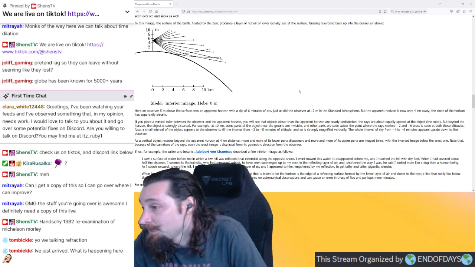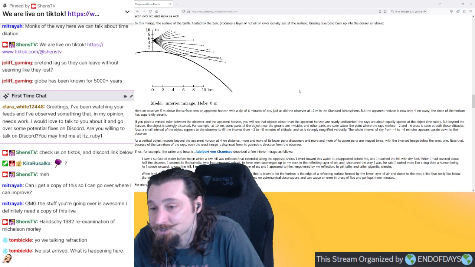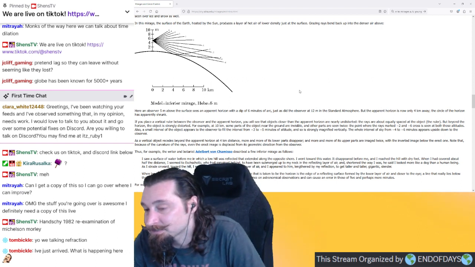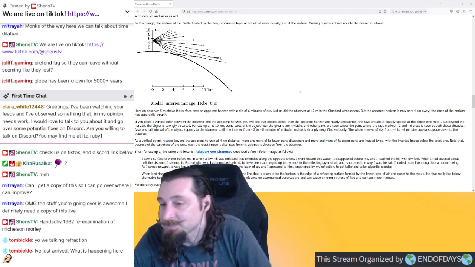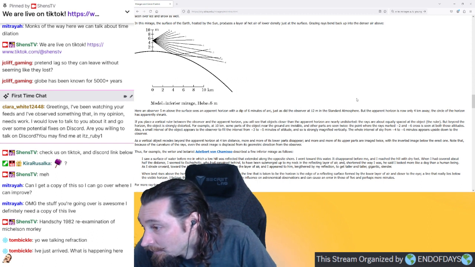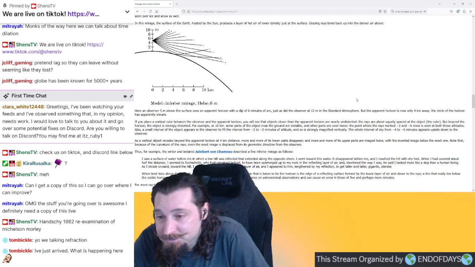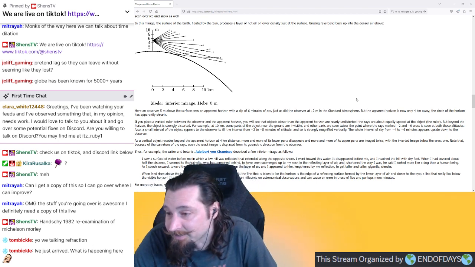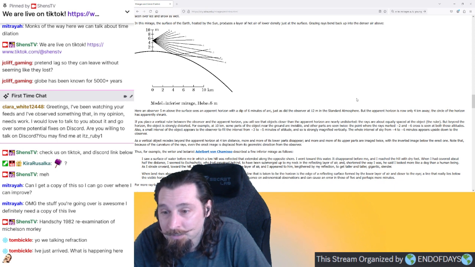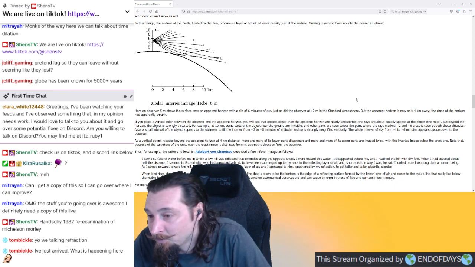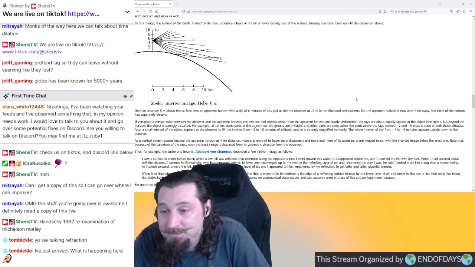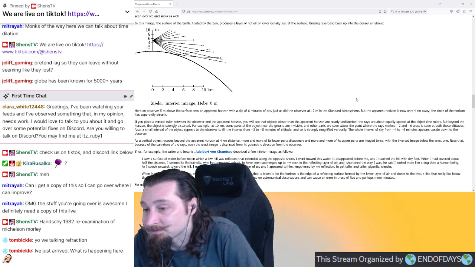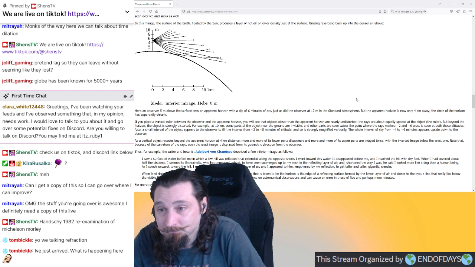The rays are about equally spaced at the object. But beyond the horizon, the object is strongly distorted. For example, at 10 kilometers, some parts of the object near the ground are visible and other parts are seen twice. The point where the rays marked -2 and -6, see the image above that you can't see on the Twitch screen, sorry about that, is both of these altitudes. Also, a small interval of the object appears to the observer to fill the interval from -3 to -5 minutes of altitude, and so is strongly magnified vertically. The whole interval of sky appears upside down to the observer. As a vertical object recedes beyond the apparent horizon, more and more of its lower parts disappear, and more of its upper parts are imaged twice. With the inverted image below the erect one, note that because of the curvature of the rays, even the erect image is displaced from its geometric direction from the observer.